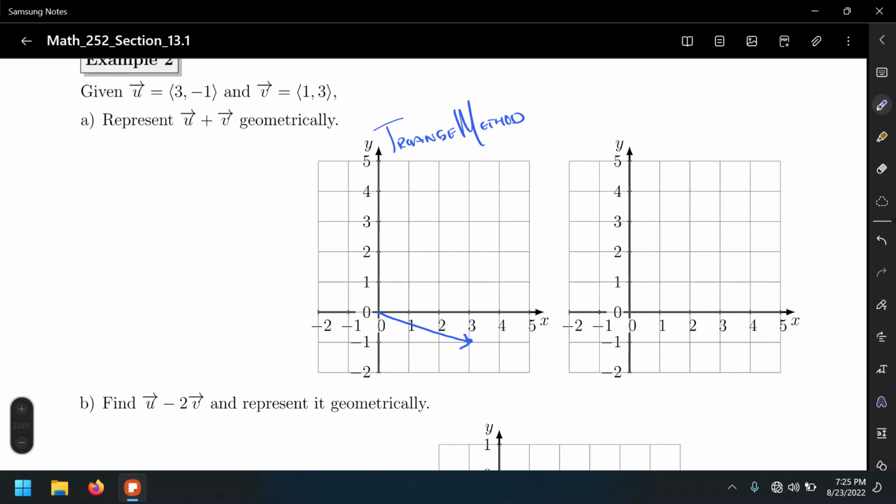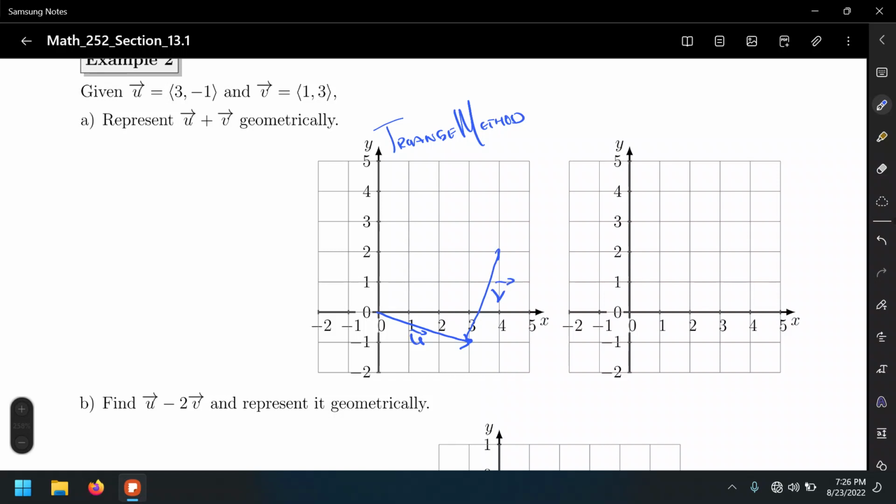So that's a vector u. But when it comes to adding vectors using the triangle method, we will draw the second vector, the vector that we're adding to the first one, but not in standard position. So what we're going to do is start at the head of the first vector, and from there count 1 unit to the right and 3 units up. So 1, 3, and that's our vector v.